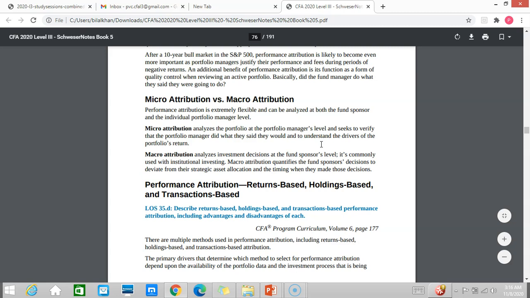Then macro attribution analyzes investment decisions at the fund sponsor's level, that is, were the decisions actually helpful, were the decisions aligned with what the investor wanted or what the sponsor wanted or not. So you need to have micro attribution as well as macro attribution: firstly, whether the portfolio manager did what he or she wanted to do or not, and secondly, was it actually right what he or she wanted to do or not.